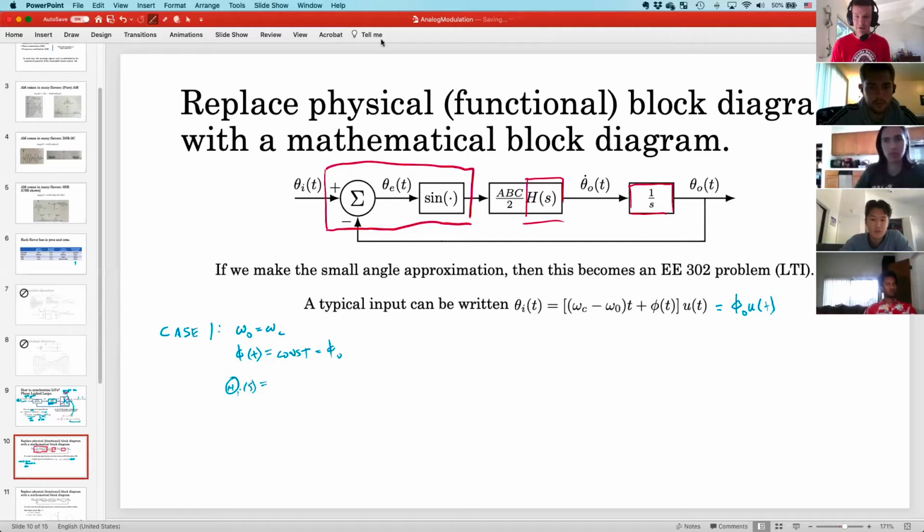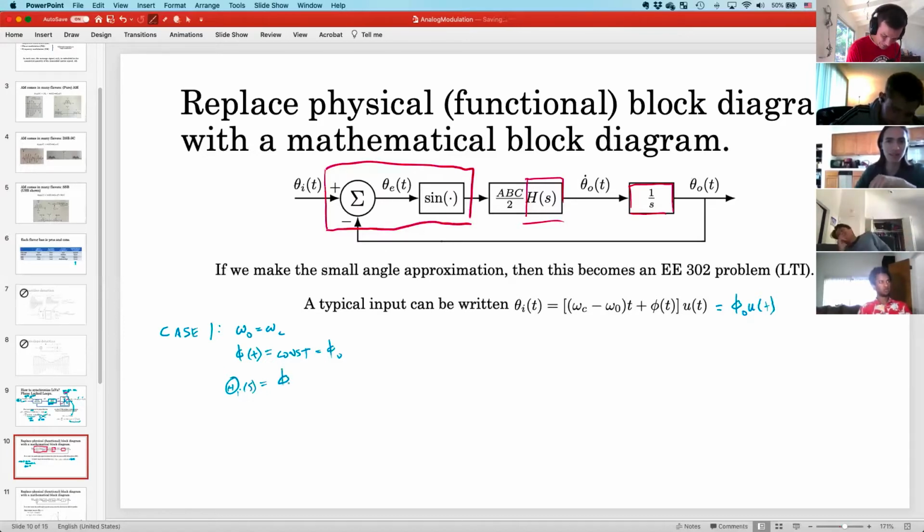Oh, there's a chat. Did I miss the chat? I hope the chat says phi naught over S. No, it does not. Okay, so am I going too fast? No, just forgot the table transform for the step.